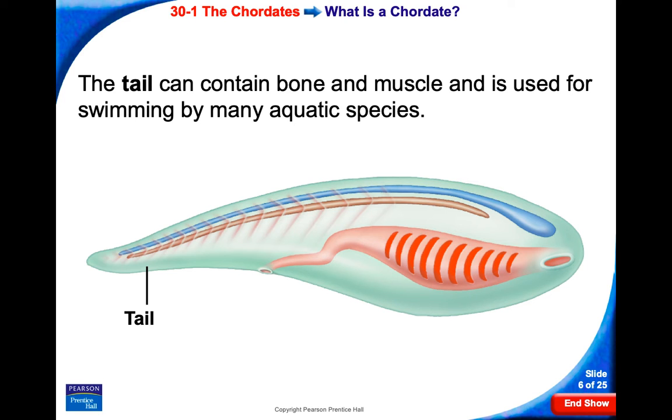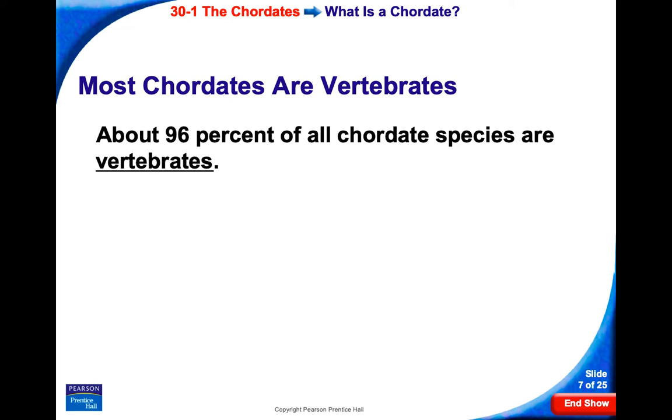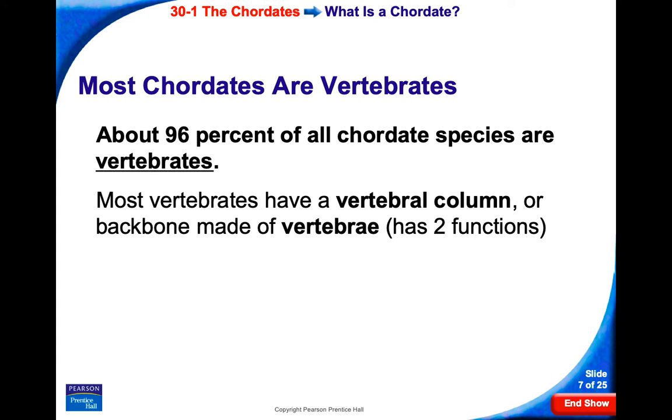Okay, so those are the four main characteristics. Now, the majority, about 96% of all chordate species, are what we call vertebrates. A vertebrate has this distinction in that the notochord develops into something called a vertebral column, or spine, is a common name for it as well. It is made up of these vertebrae, and vertebrae serve two functions. They can provide extra support, better than a notochord can.